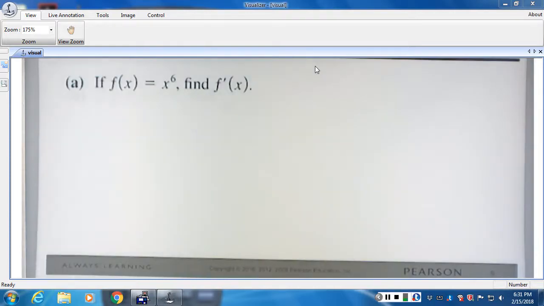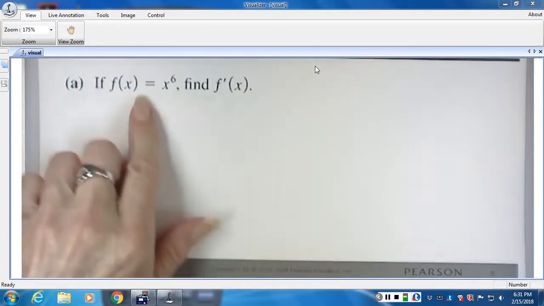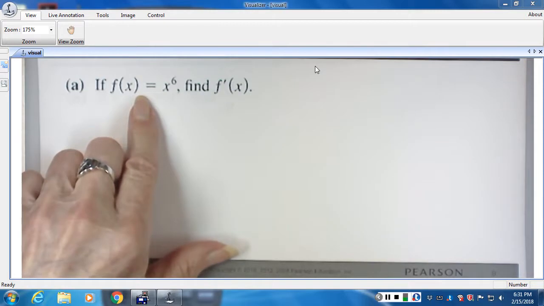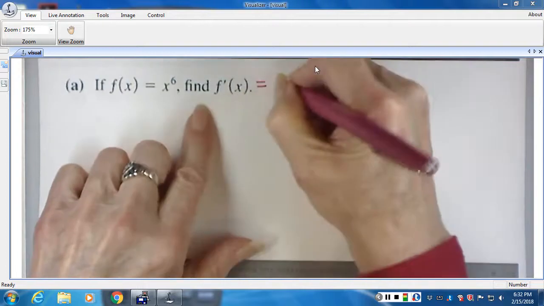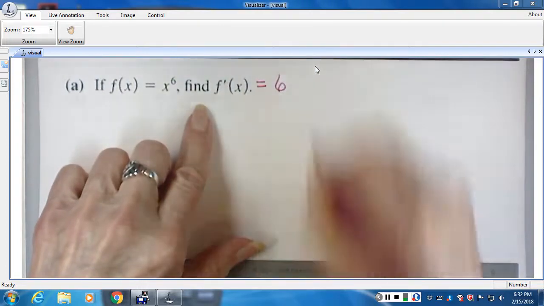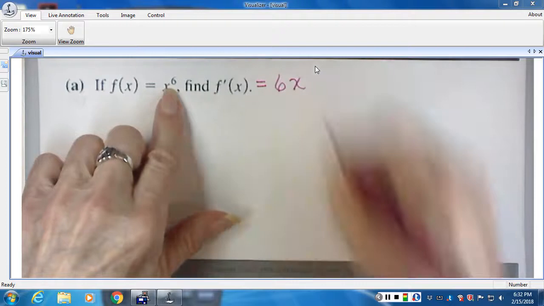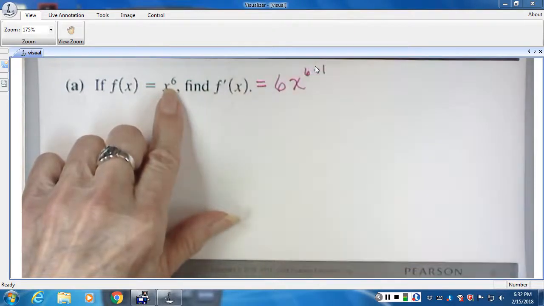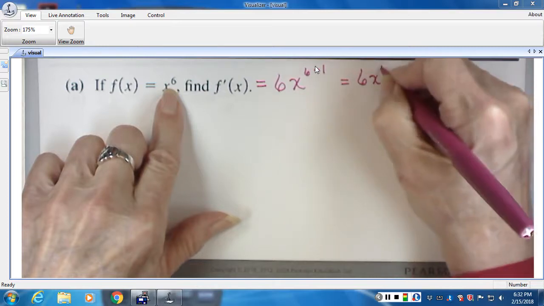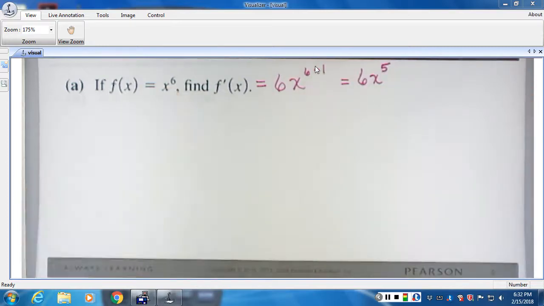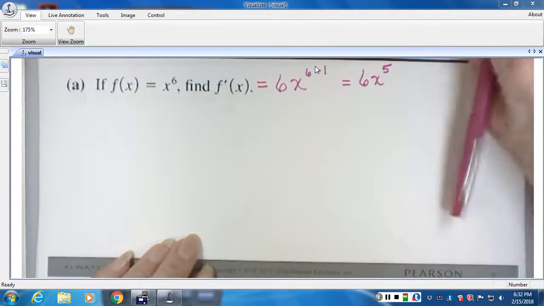So here's our first example. We have f of x is equal to x to the 6th. F prime of x is equal to, bring the 6 down in front, times x, and reduce the power by 1, which means that your final answer is 6x to the 5th power. Okay? Don't you wish you'd known that in Chapter 11? Because it's the same answer you would have gotten.